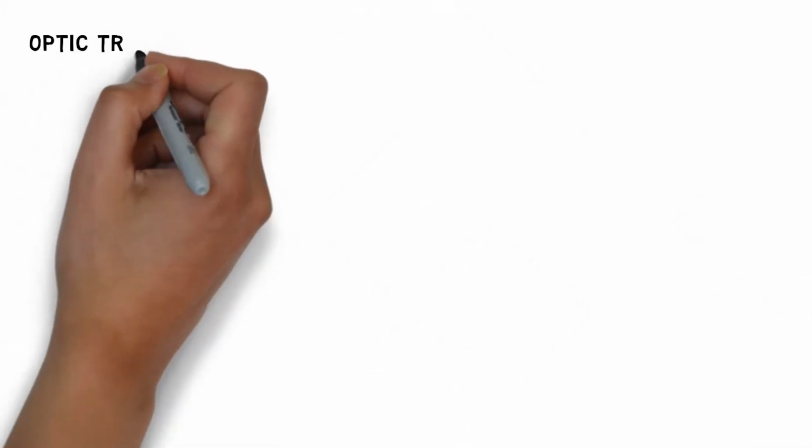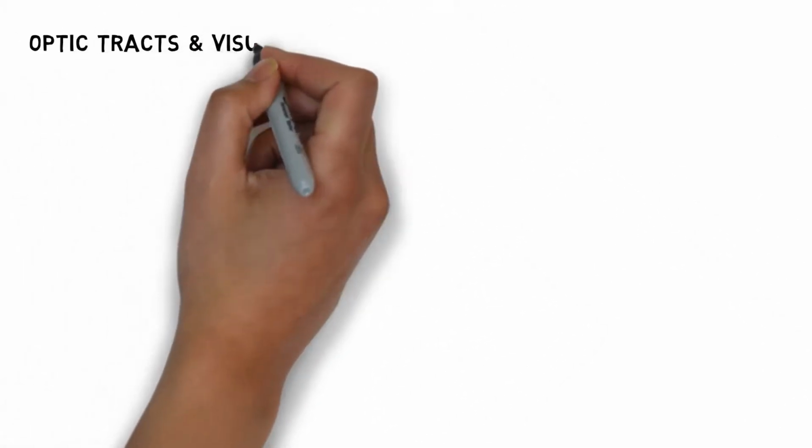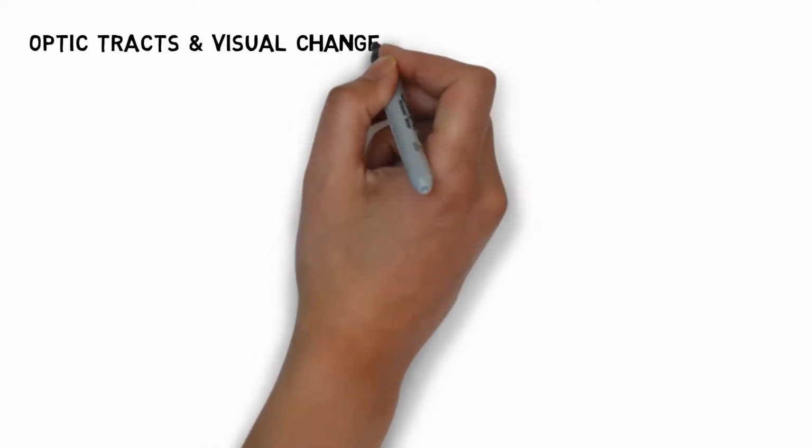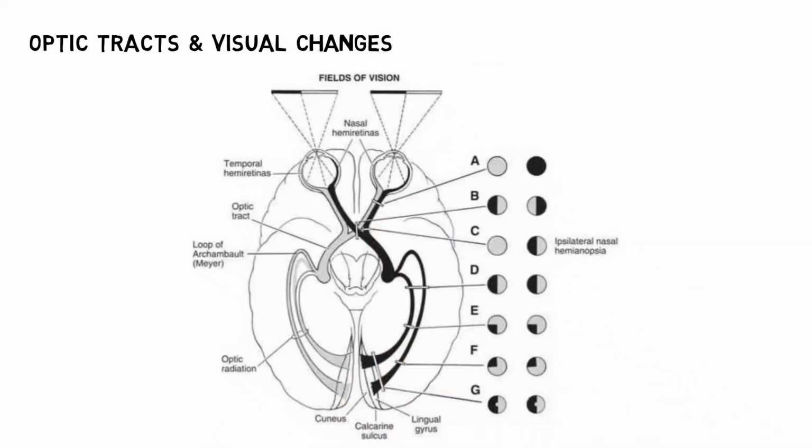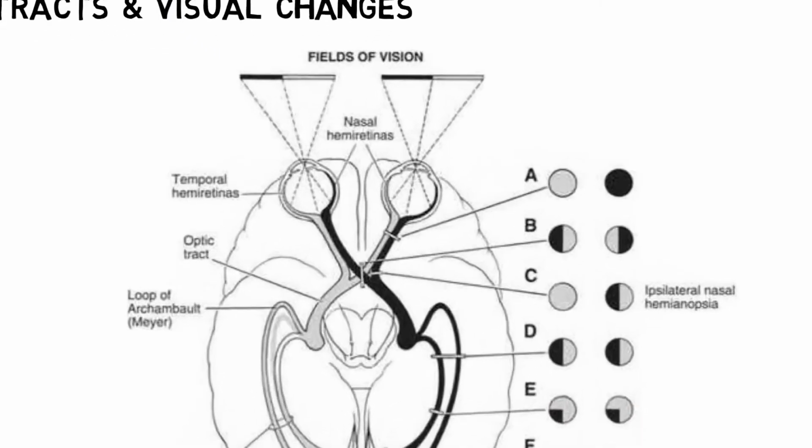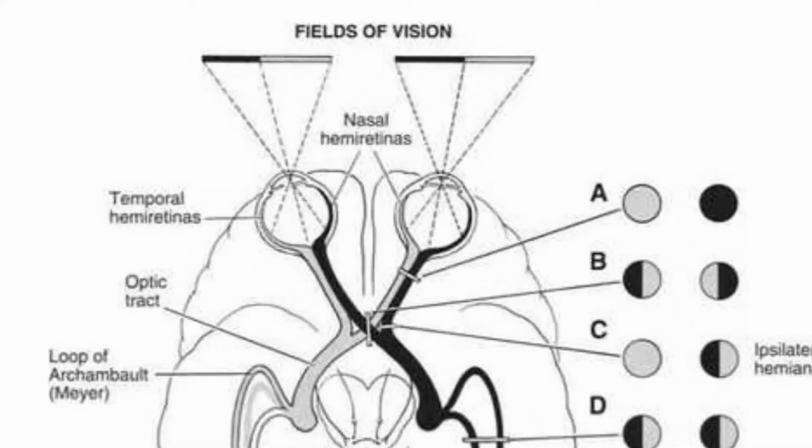This is the video on optic tracts and visual changes. In this video, we will follow the pathways for visual input and explain what happens when something goes wrong with that part of the pathway. Starting at the eye, the first part of the path is the optic nerve.